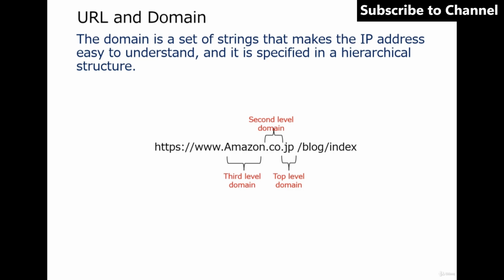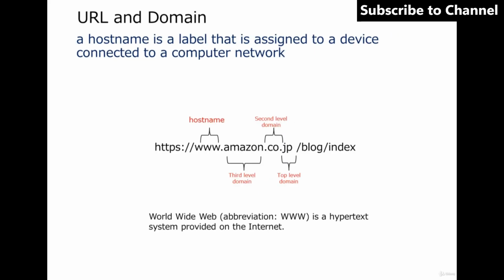By understanding the hierarchy of domains in this way, you can get some information about where and what kind of website it is. A host name is a domain name assigned to the host computer, and www is the host name in a typical URL. www is an abbreviation for World Wide Web, and is also used in the sense of the Internet. The hypertext system provided on the Internet is also called the World Wide Web.